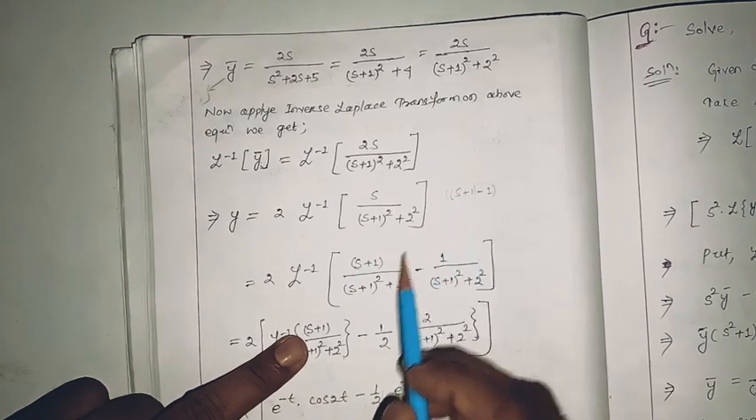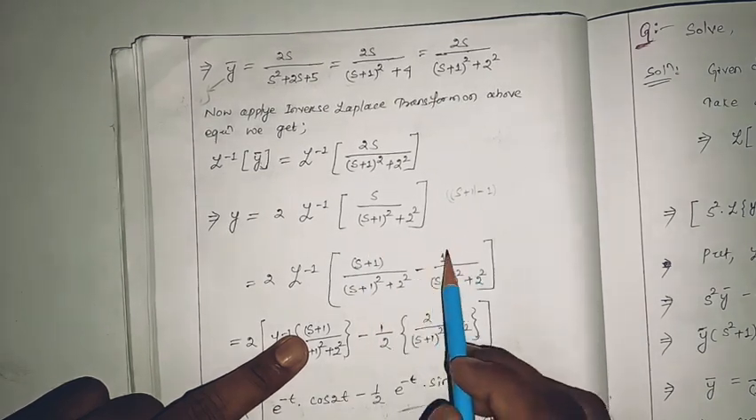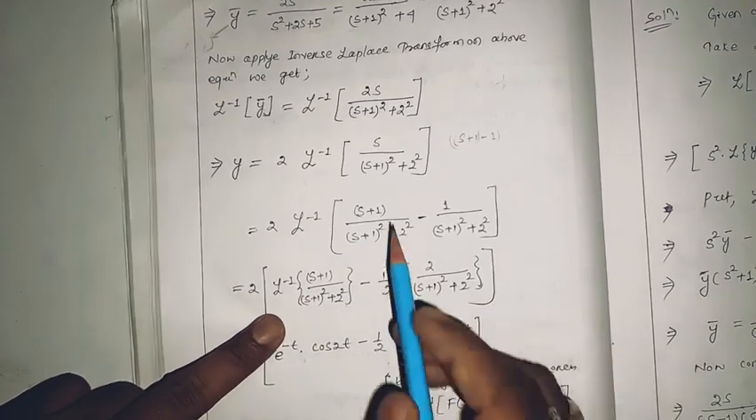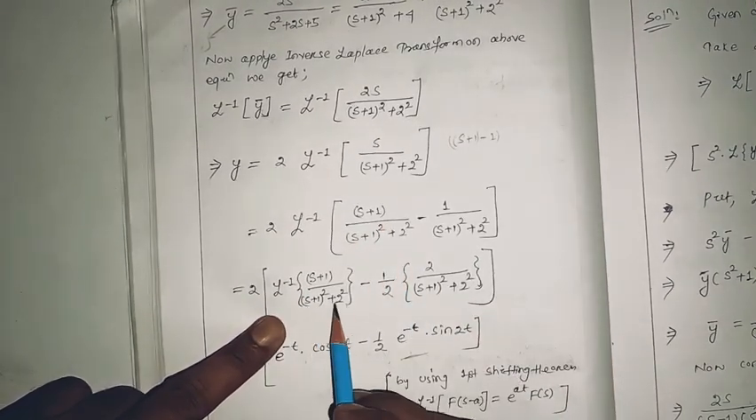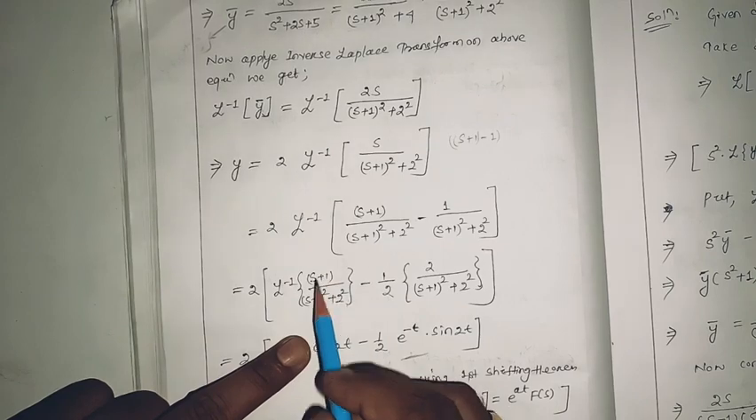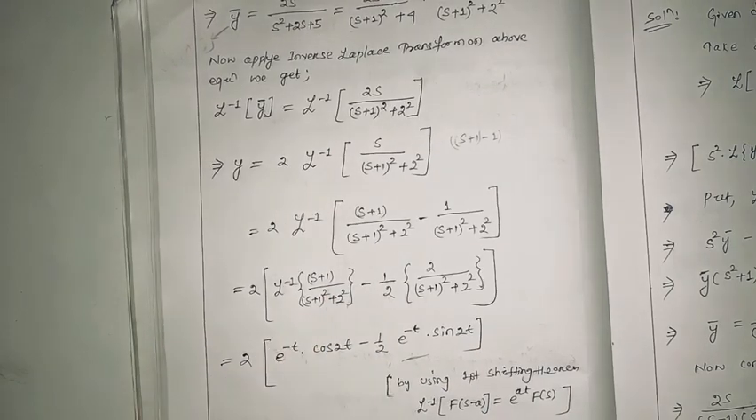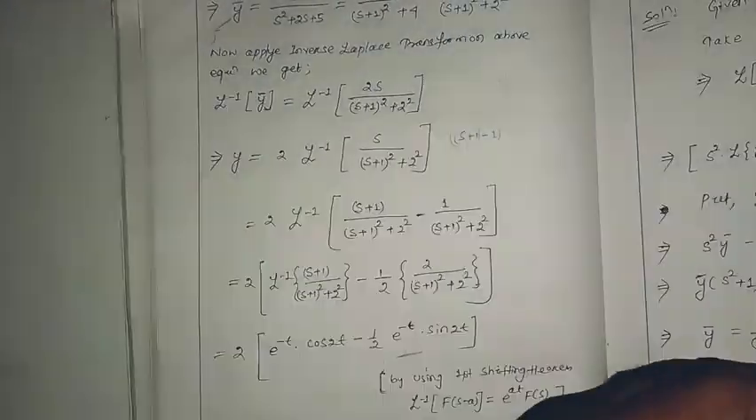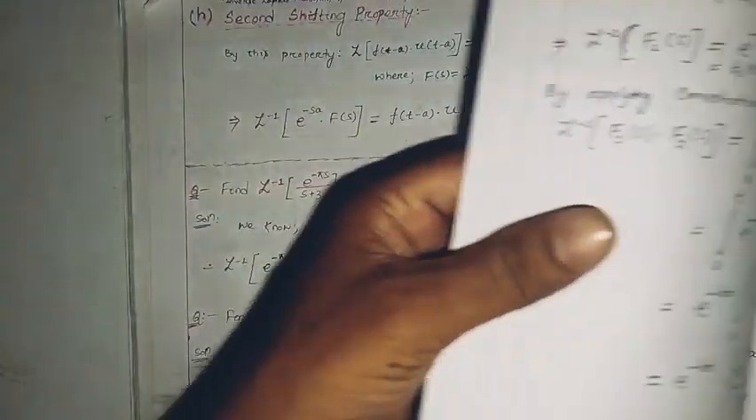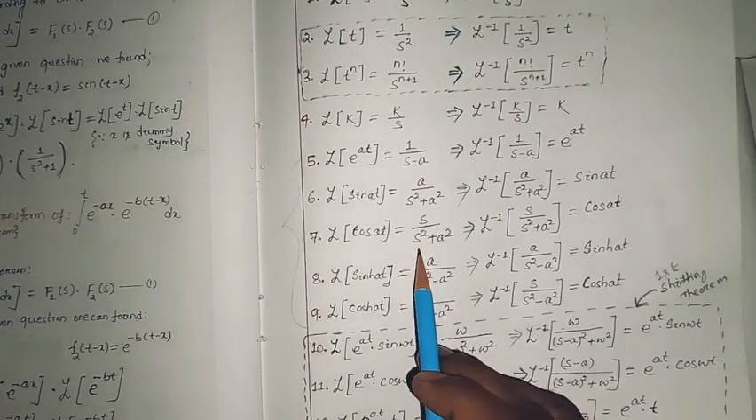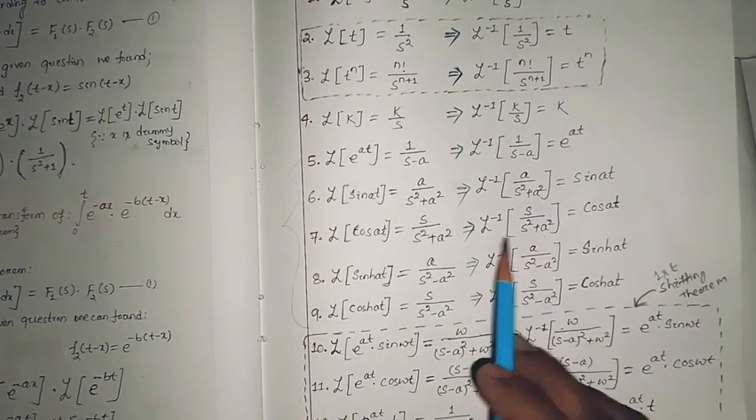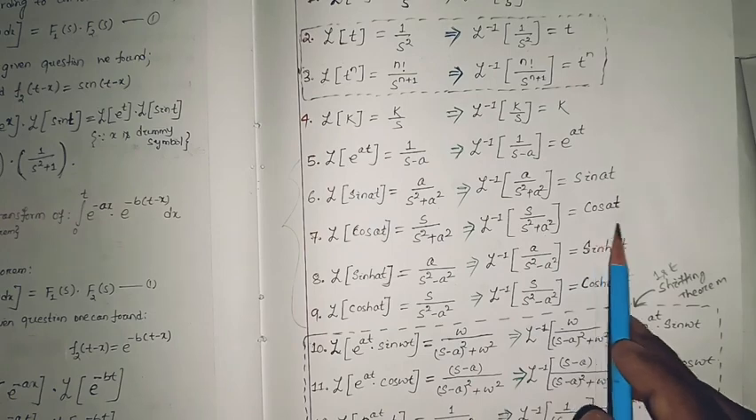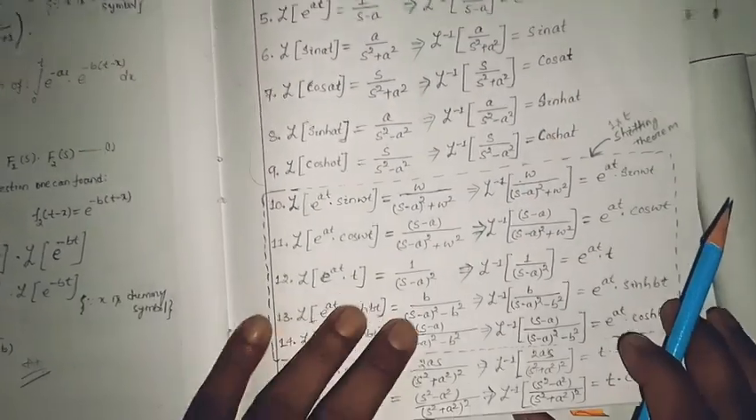So this (s+1) divided by this much, and minus 1 divided by this much, we can write. So here you can see (s+1)/((s+1)^2 + 2^2). If we have s/(s^2 + 2^2), then its inverse Laplace transform is cos 2t. The inverse Laplace transform of s/(s^2 + a^2) is cos at. That we have already studied and discussed many times.